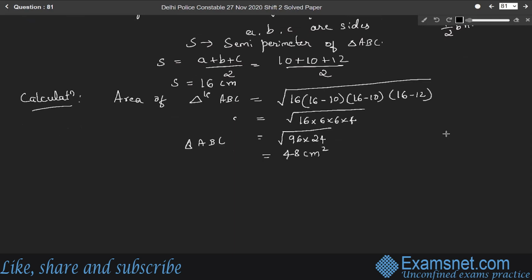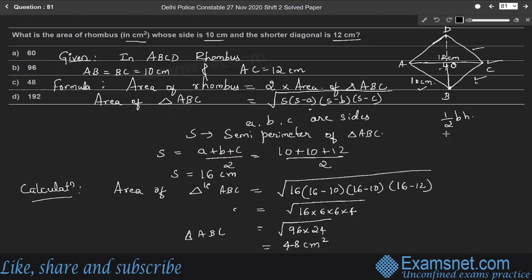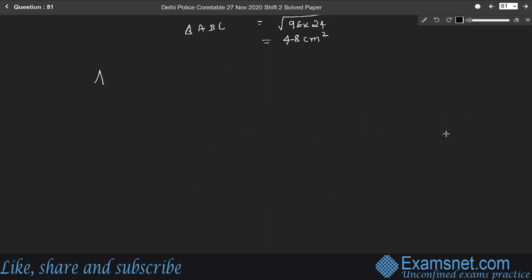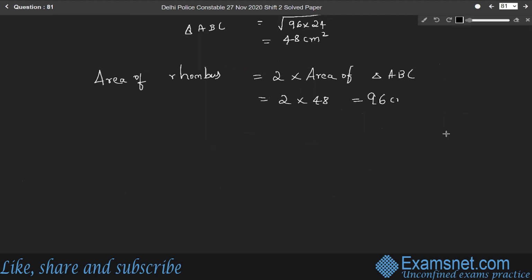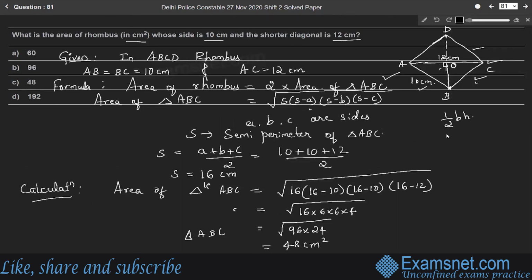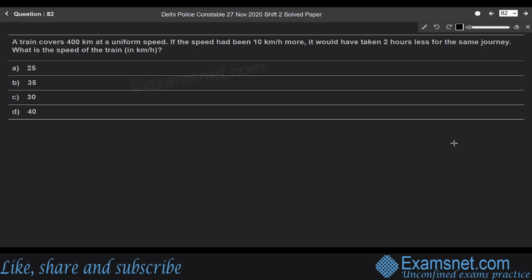Right. Therefore, the area of the rhombus, according to the formula, is twice the area of triangle ABC. Therefore, area of rhombus is 2 times area of triangle ABC, 2 into 48, which is 96 centimeters square. Therefore, the required answer is 96. That is option B.